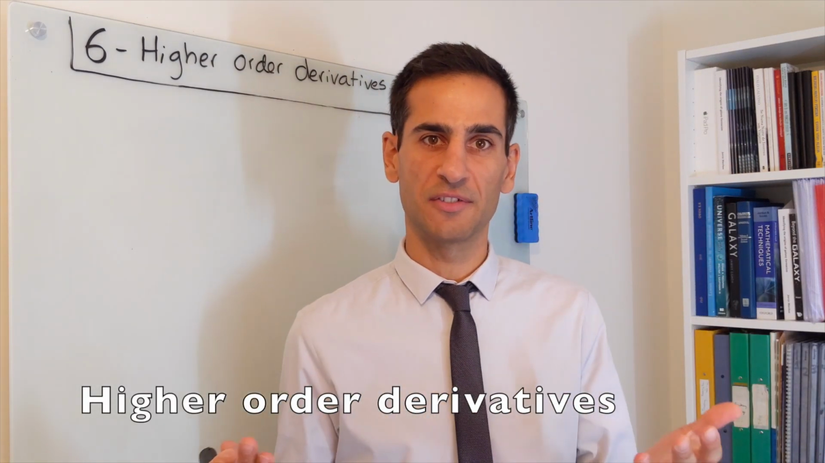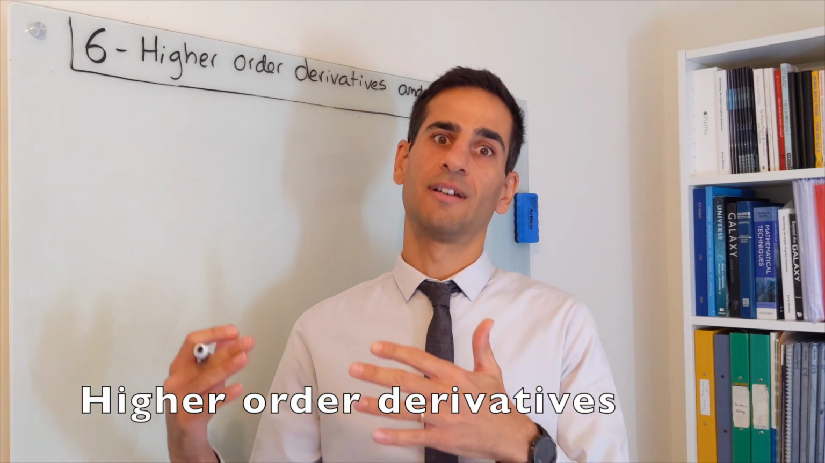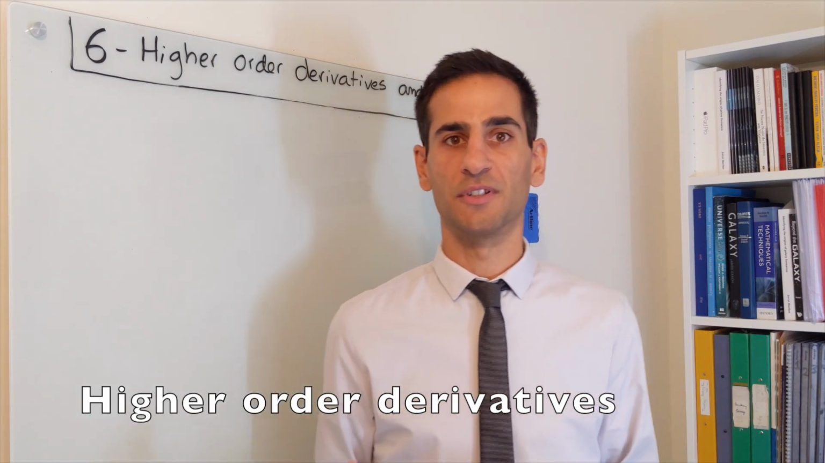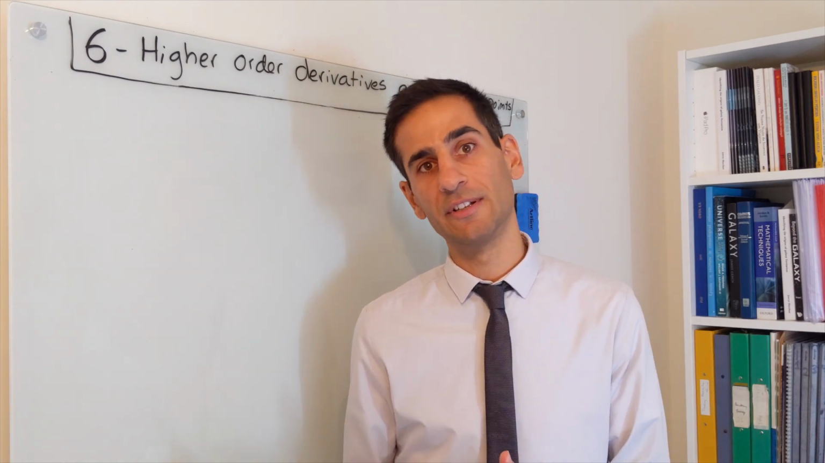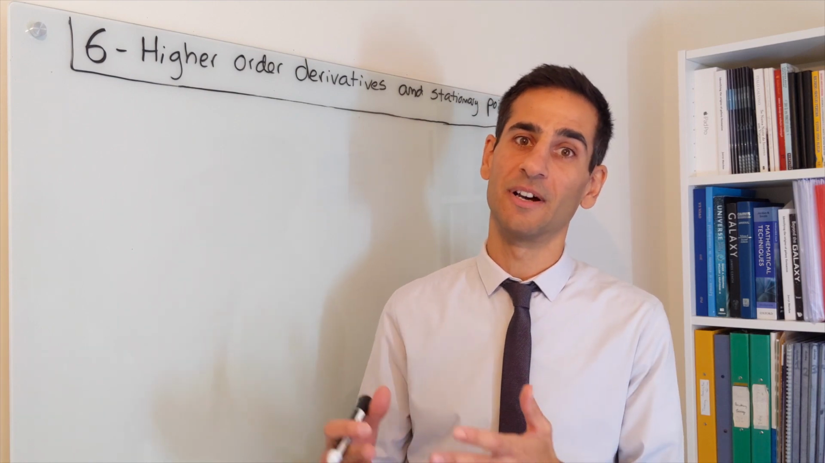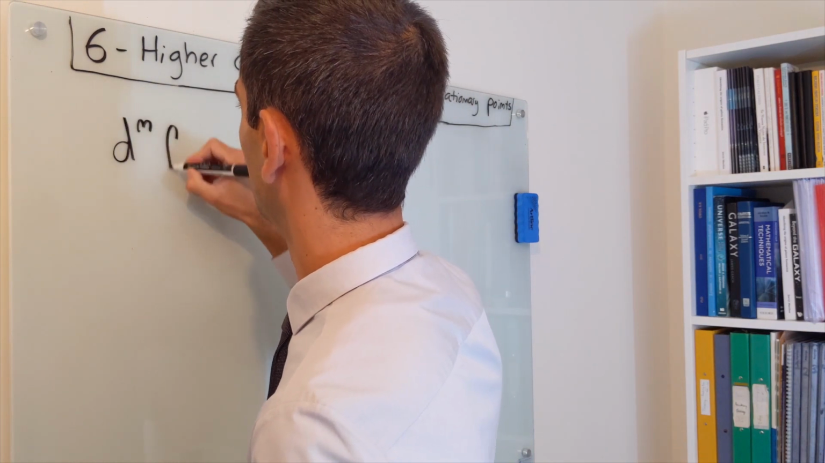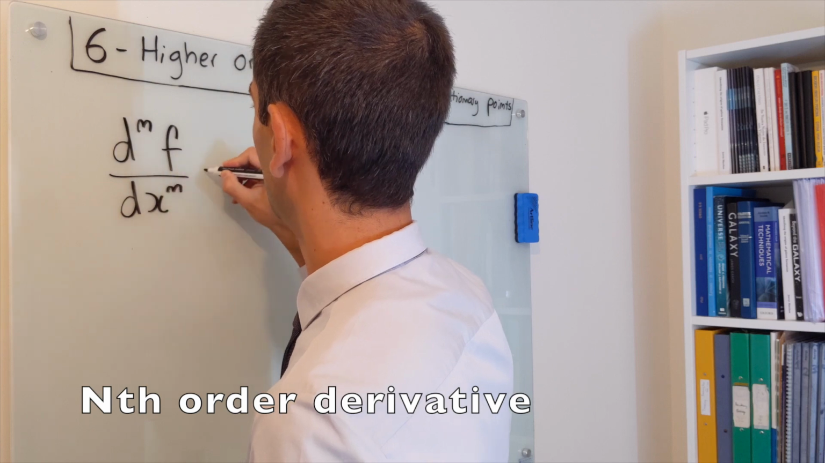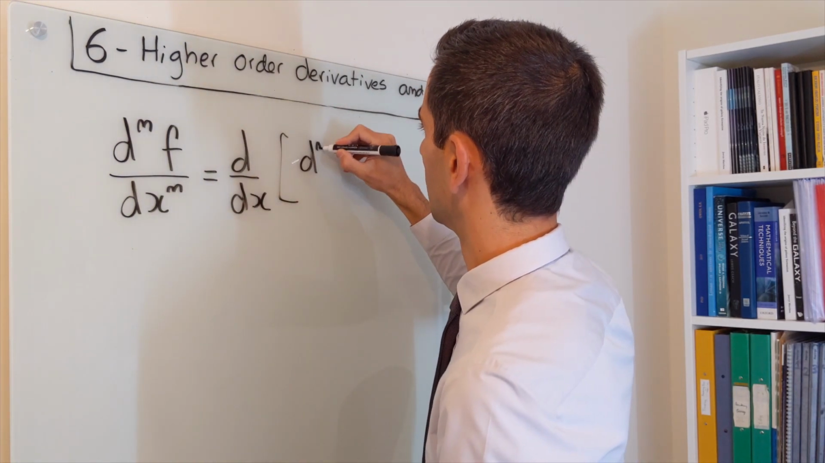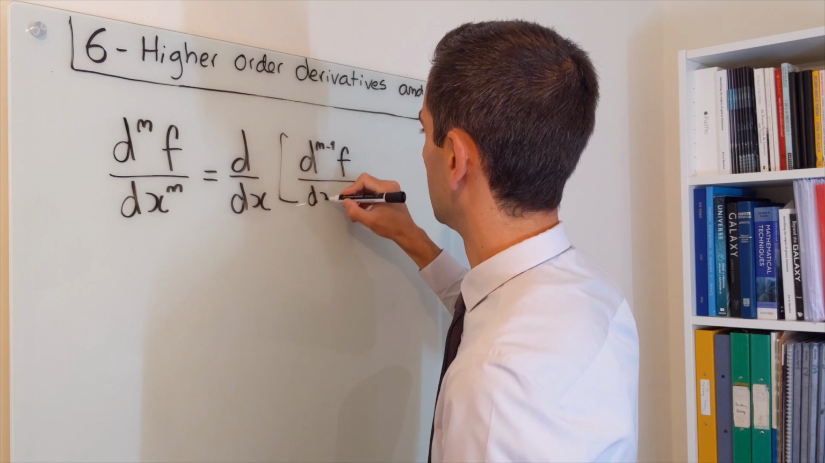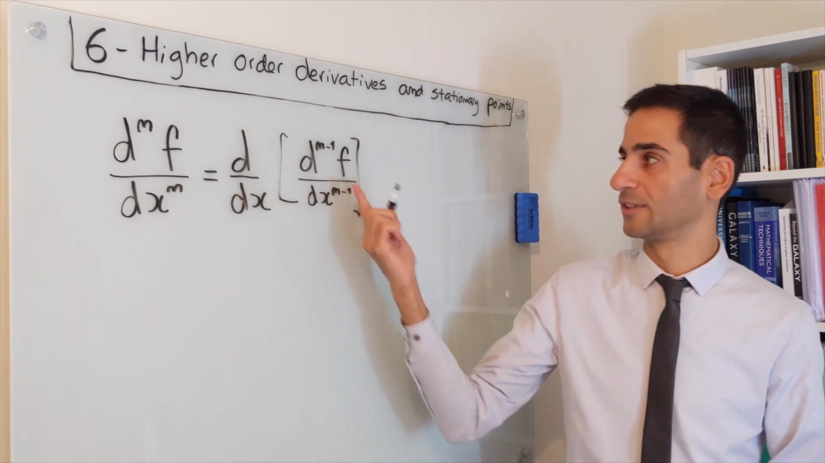Assuming that the derivatives exist, there's actually nothing stopping us from taking higher and higher and higher order derivatives. There's no reason why we should stop at order 2. And this means we can very naturally define the nth order derivative as the derivative of the n minus 1 derivative. Mathematically, we can write that d^n f/dx^n is the derivative of d^(n-1) f/dx^(n-1). And specifically the second order derivative is just the derivative of the first one.